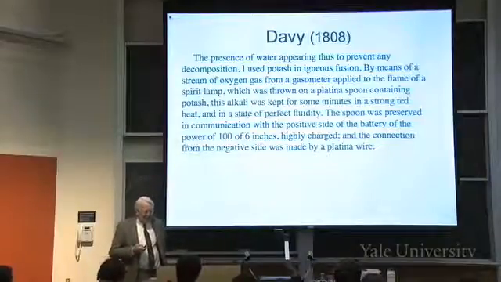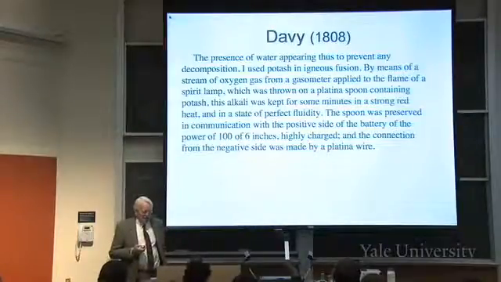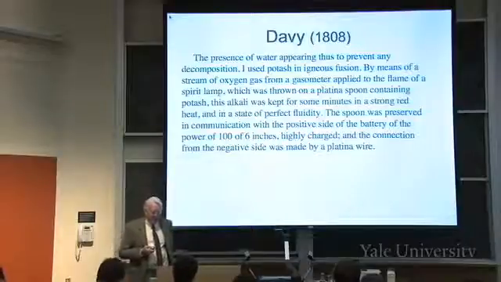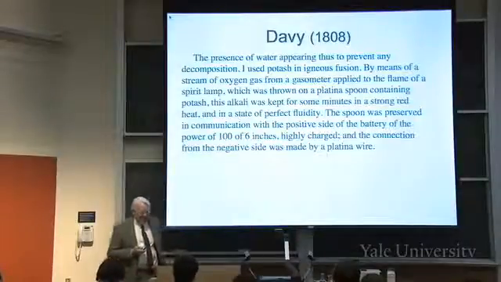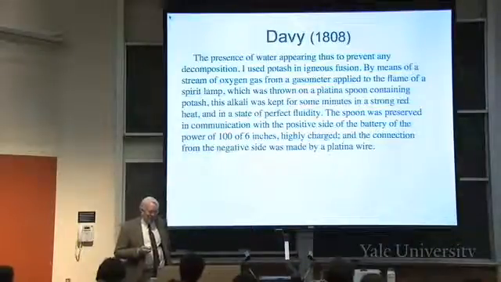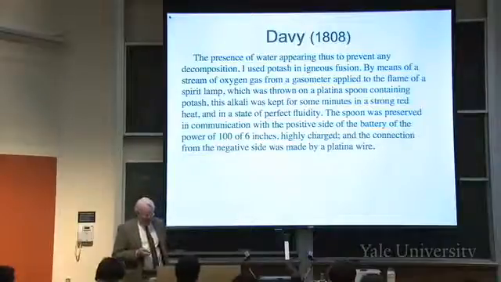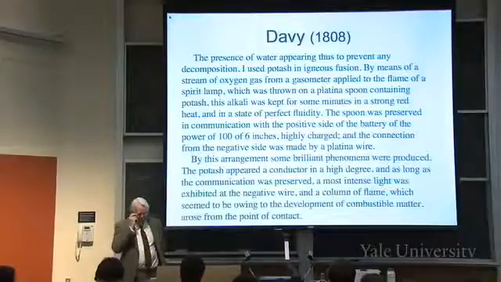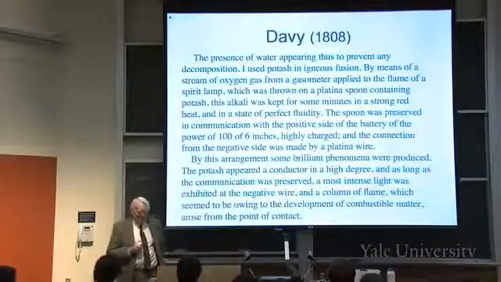By means of a stream of oxygen gas from a gasometer applied to the flame of a spirit lamp, which was thrown onto a platinum spoon containing potash. This alkali was kept for some minutes in a strong red heat and in a state of perfect fluidity. The spoon was preserved in communication with the positive side of the battery. I don't know how he held this thing. Of the power of 100 of 6 inches, highly charged, and the connection from the negative side was made by a platina wire. By this arrangement, some brilliant phenomena were produced.